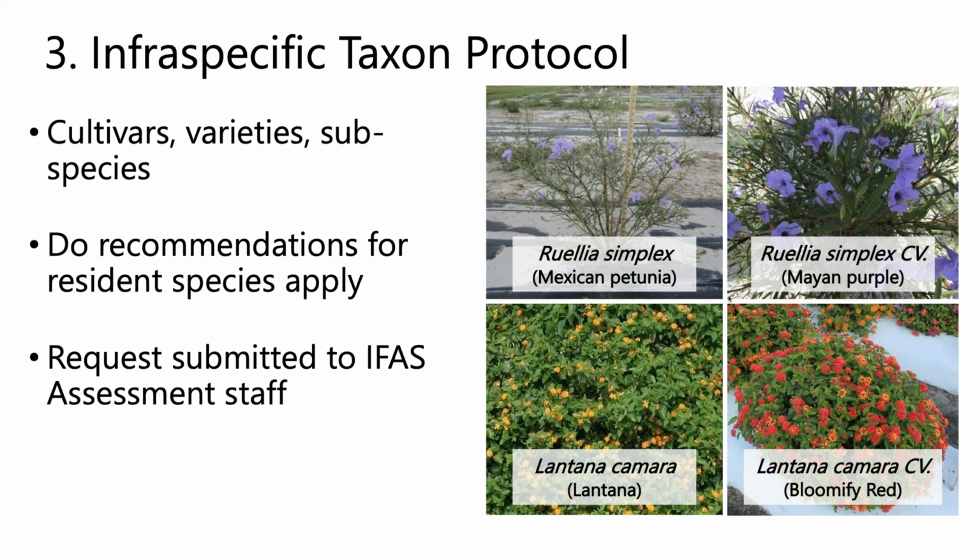So this one got a conclusion of a caution. And then here at the bottom, lantana. This is a fruiting lantana with the yellow flowers. And then the Bloomify Red is a cultivar that doesn't spread vegetatively, pollen's good, it doesn't produce fruit. So this one actually was an okay to recommend.